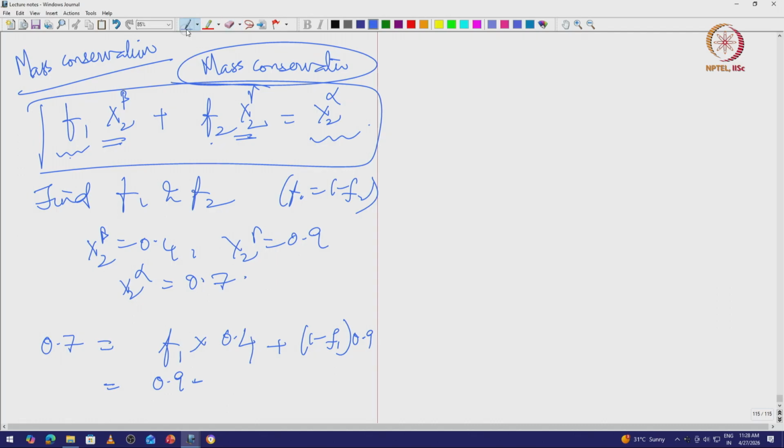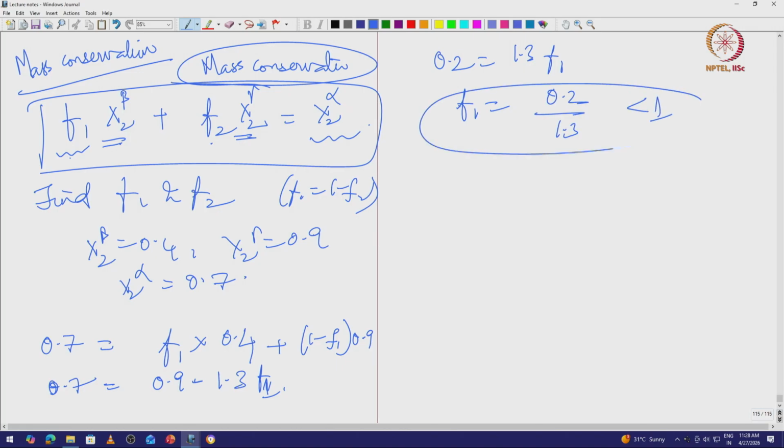0.9 plus 0.4. Now, what is that? That is 1.3 times f1, that is equal to 0.7. So, these are simple problems that you can get in your GATE or something like that. So, I have 0.2 is equal to 1.3 f1, and so f1 I can calculate it to be 0.2 divided by 1.3. This is nice, it is a number less than 1. So, good, hunky dory.